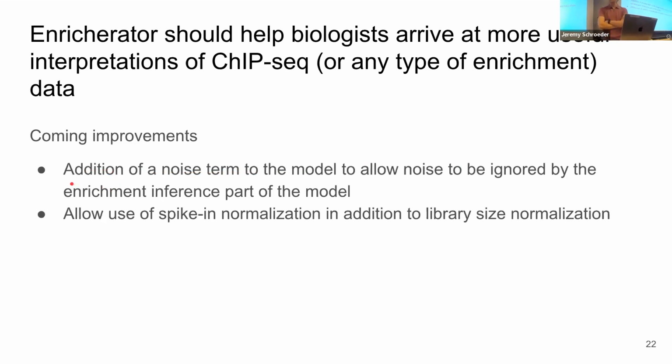Also, as I work toward publishing this, I'm working on including a noise term, because right now all the data affects the input abundance and the enrichment estimates. But we know that some reads come from these noise processes like sticking to the tube that we're using. And so the addition of a noise term should really help the predictive performance of this model. And in addition to that, people are starting to use more and more often these spike-in normalization methods rather than just normalizing to library size. And we're working on incorporating that into the Enricherator model as well.